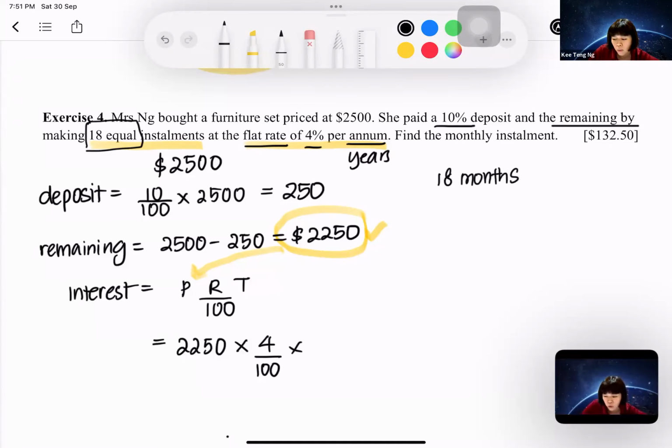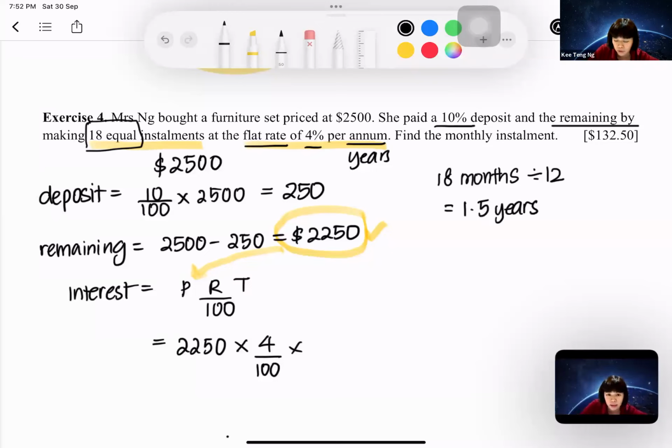How do you know? 1 year is 12 months, right? So I divide by 12. 1 year is 12 months, so I divide 18 by 12. Yes, 1 year and 6 months. So it's actually equal to 1.5 years.